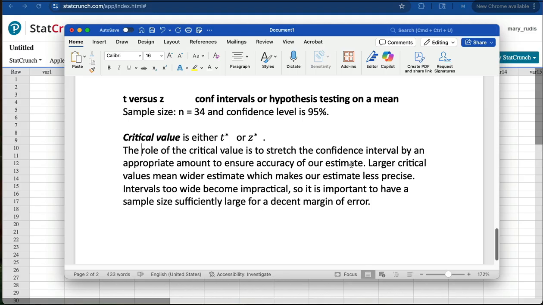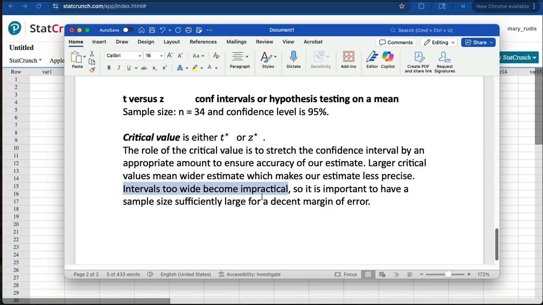So larger critical values mean a wider interval estimate, right? If our T star or Z star is greater than 2, for example, like 2.5, that's really going to stretch our interval out and maybe make it a little bit less practical and less precise. An interval that is too wide actually becomes impractical. There's not much use for an interval that's too wide.